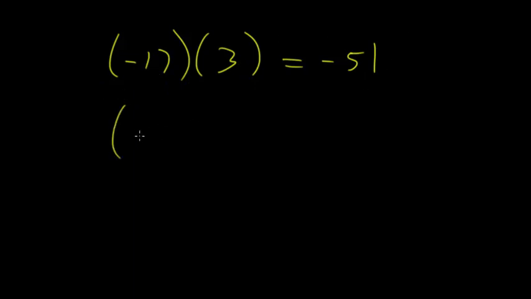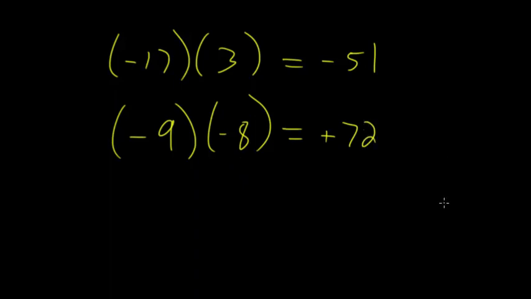And then again, when we have two negatives, minus 9 times minus 8, this is like taking minus 9 and subtracting it 8 times. Every time you subtract a negative, it's the same as adding, so that's how you get a positive 72.